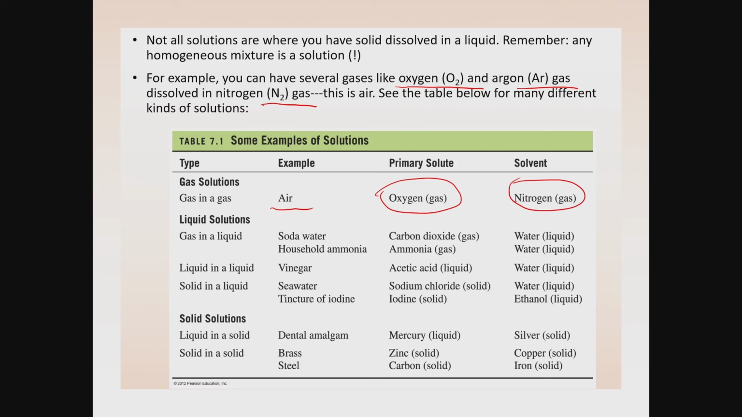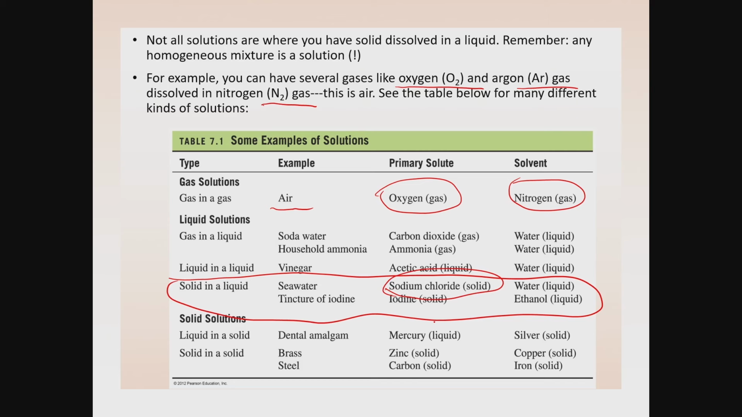Okay, so probably the solutions that we're most familiar with are solids dissolved in liquids, and that is right here. For example, they have the example of seawater, and in seawater there are very large amounts of sodium chloride dissolved in the water, but the sodium chloride ions are much less in number than the water molecules, and therefore the sodium chloride ions are the solute and the water is the solvent. And of course, in seawater there are a lot of other different ionic compounds dissolved.